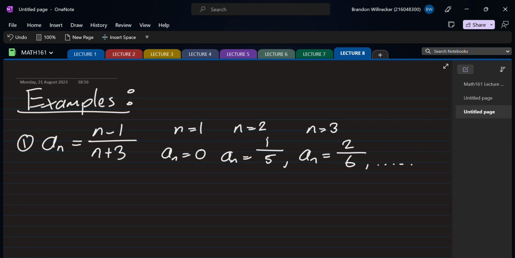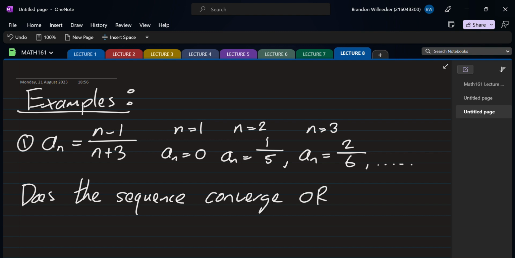So what we want to see is the behavior of this sequence. Does it converge? Does it diverge? If it converges, what does it converge to? So these are the questions that we're going to be seeing. Does the sequence converge or diverge? If it converges, what does it converge to?